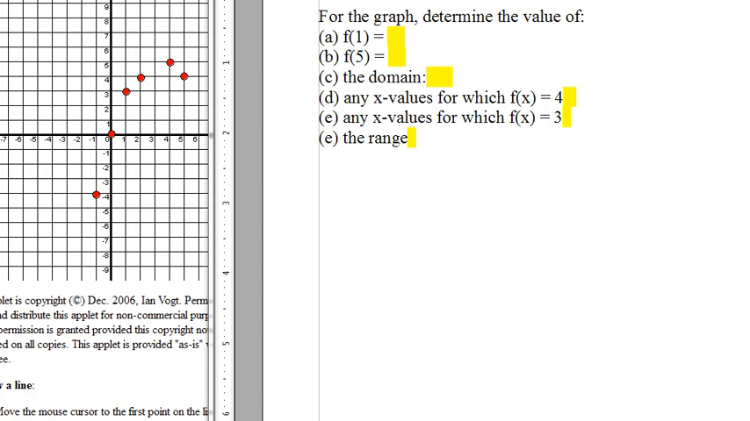So we're given the graph, we have to find f of a number, so that's like finding the y value when given the x value. We have to do kind of the opposite of that. We're given the y value for some of these problems and we have to find the x values. And then we also have to find the domain and the range.